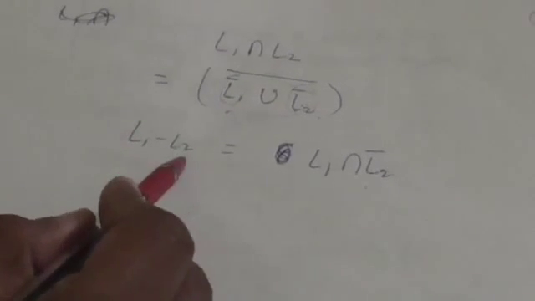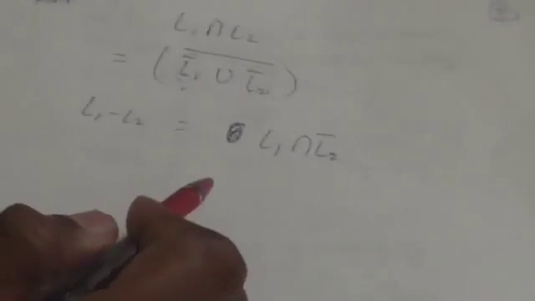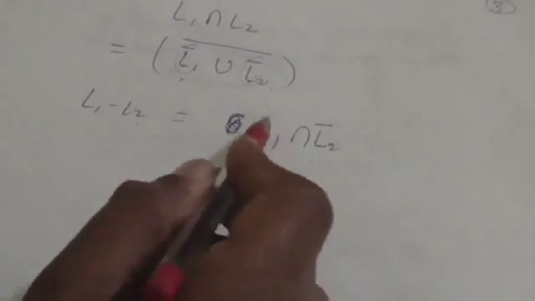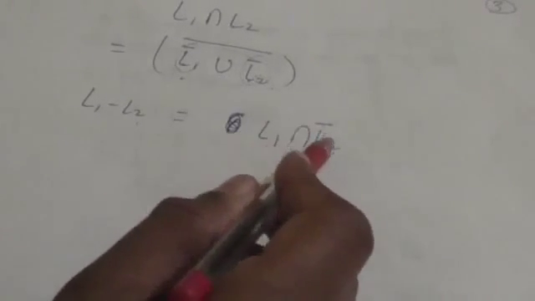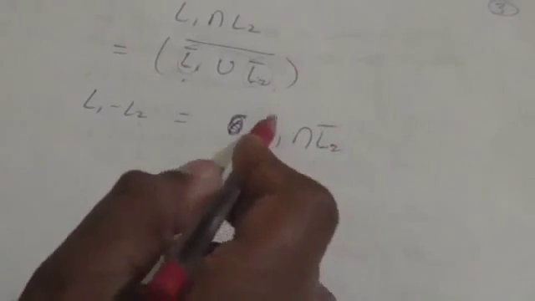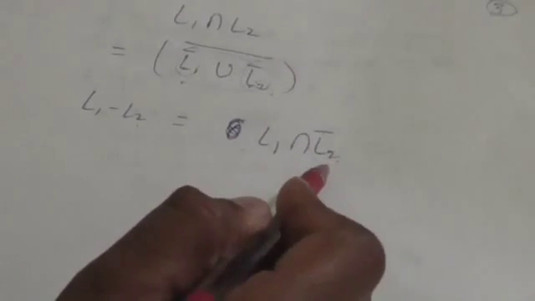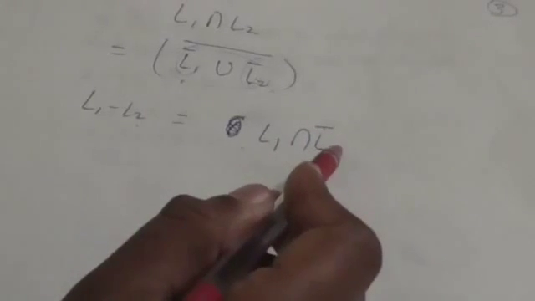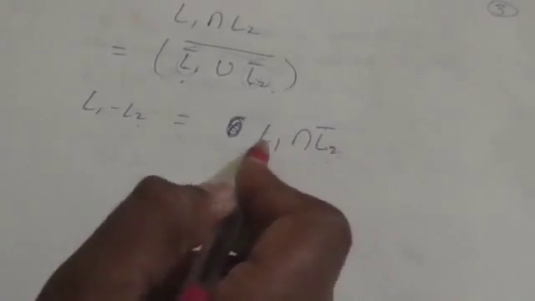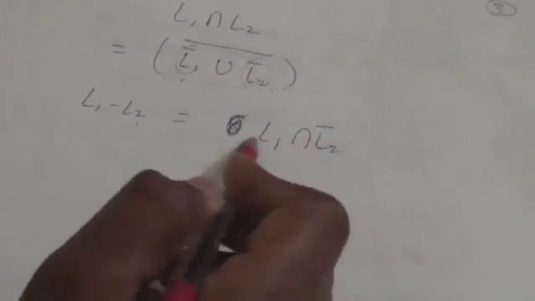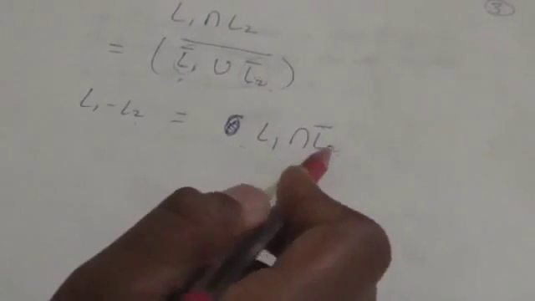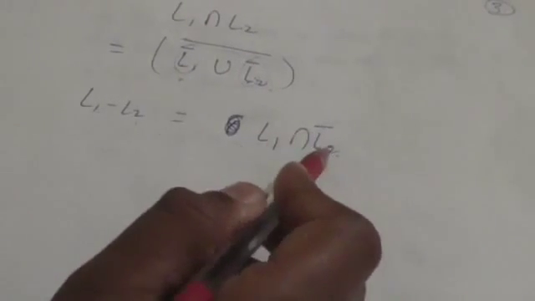Now L1 minus L2 will also be a regular language. This is equal to L1 intersection L2 complement. L2 complement will also be a regular language because L2 is a regular language, and the intersection of these two regular languages will also be a regular language.